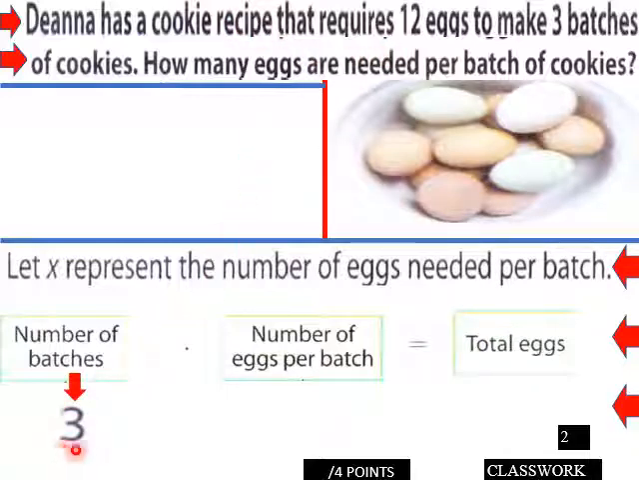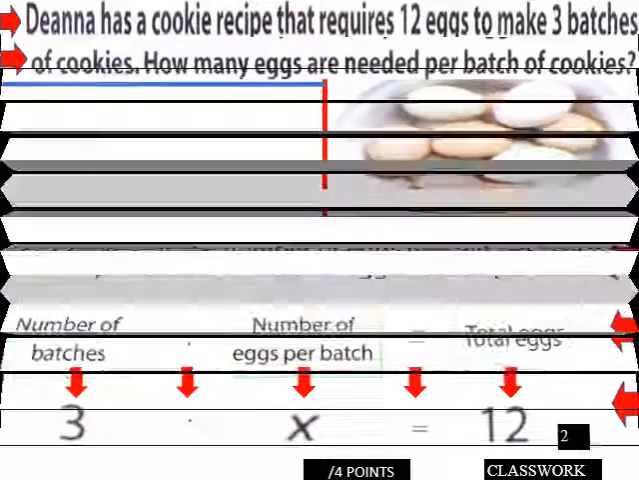So here's our verbal model for our problem up here. The number of batches, we know that is 3. We make 3 batches. And then this is multiply, this dot is another symbol for multiplication. And then the number of eggs per batch, that's what we're trying to find out, is x. 3x equals total eggs. We got 12 eggs. So 3x equals 12 eggs. So there's our verbal model, and then we put that into an algebraic equation here.